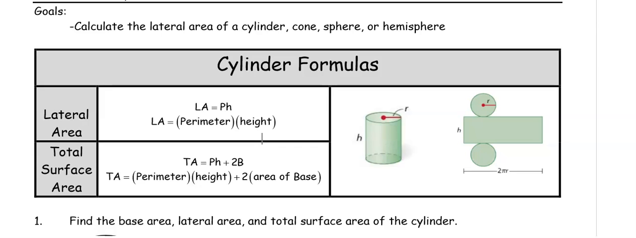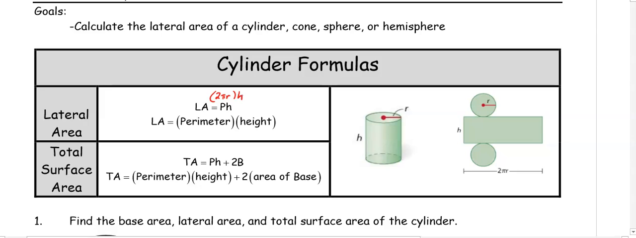This video is about calculating the lateral area of a cylinder, cone, a sphere, or a hemisphere. So a cylinder is a circular prism and it has circle bases. So the lateral area is your perimeter times height. Remember though, in a circle, your perimeter is going to be the circumference. So it's really 2 pi r times the height.